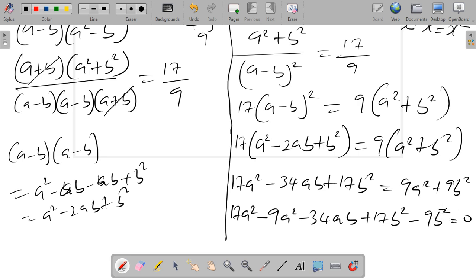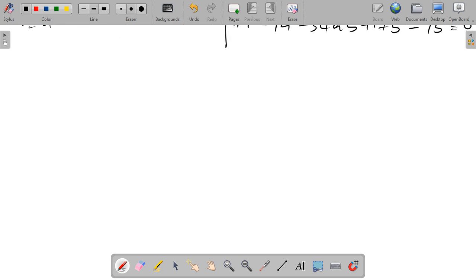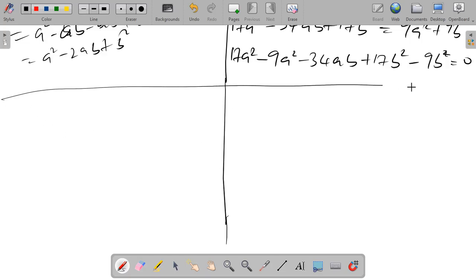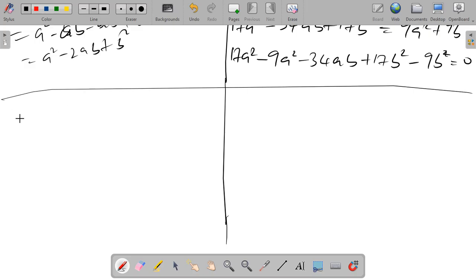So now, having this, the next thing we're going to do is, permit me to write on both sides so that it will be easier. So writing on this side, I'm going to have 17 minus 9 will give you 8, right? That's 8. So I'm going to have 8a squared minus 34ab plus another 8b squared is equal to 0.